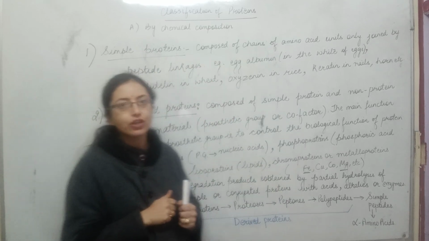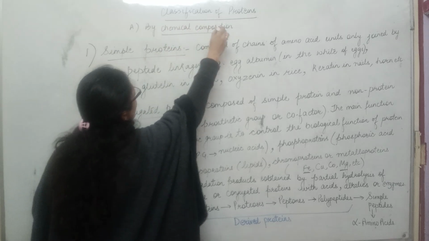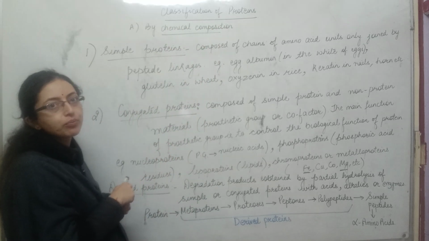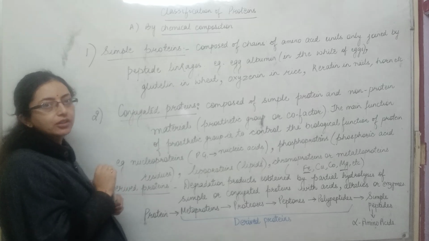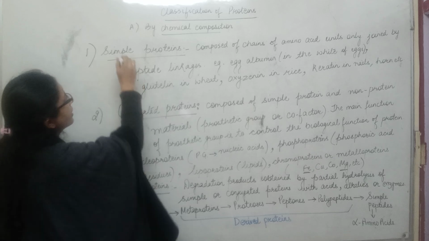Okay, now let's see the classification of proteins. First is by chemical composition. Okay, so we are classifying proteins on the basis of chemical composition. So the first one is simple protein.